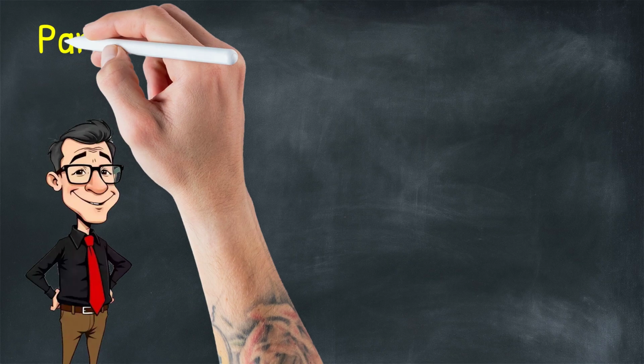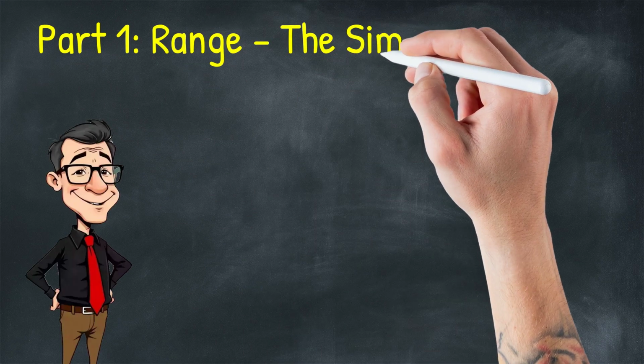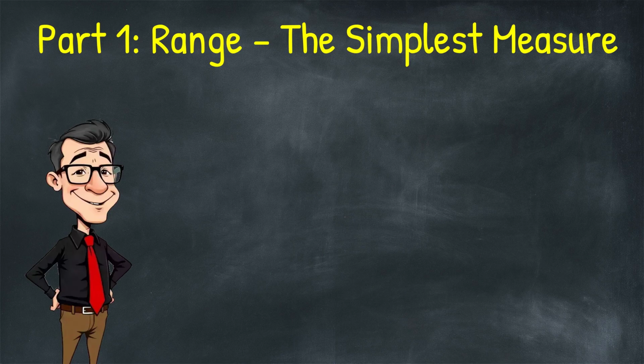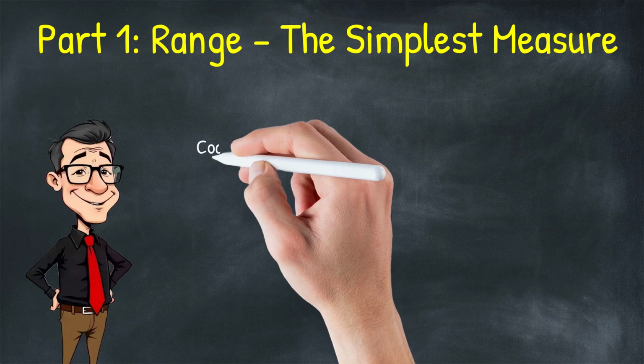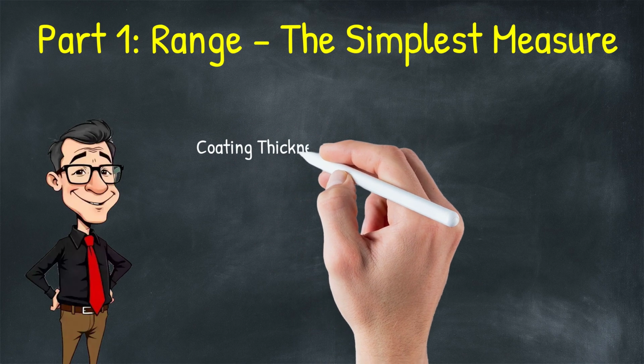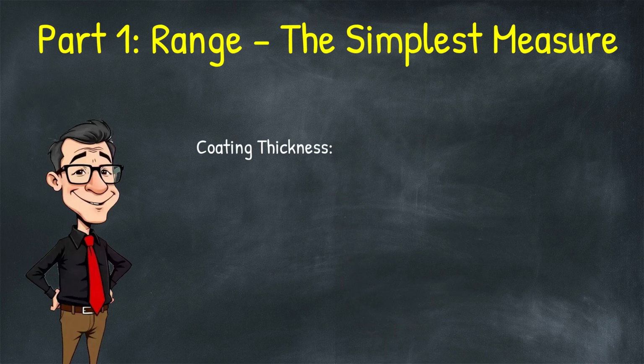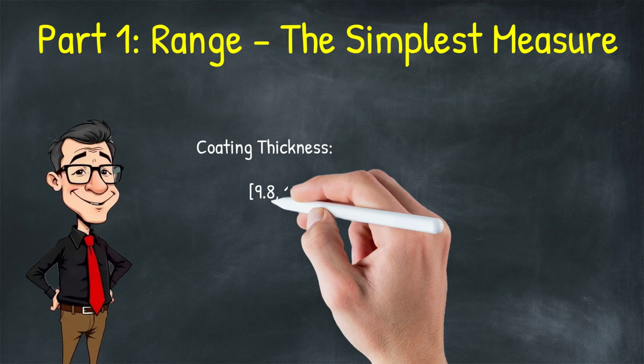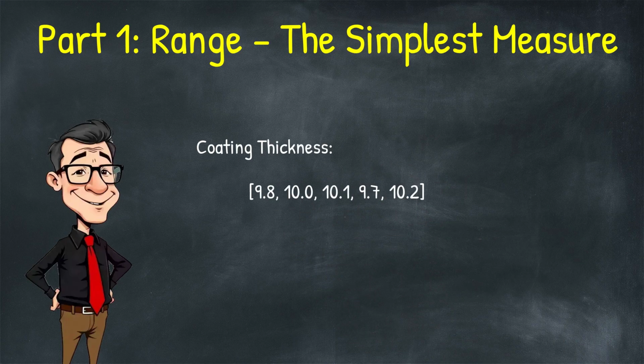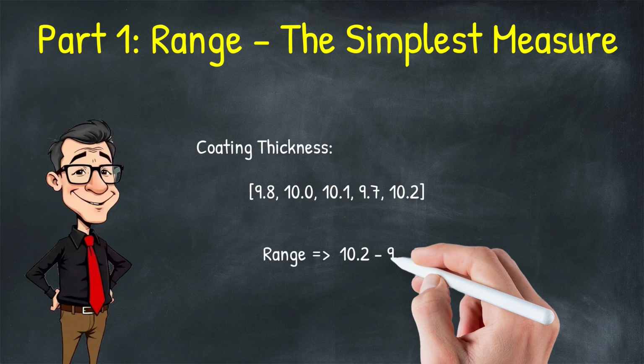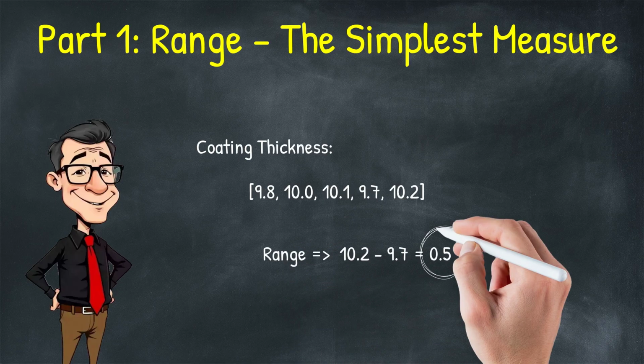Part 1. Range, the simplest measure. Let's start simple, with range. The range is just the difference between the highest and the lowest value in your dataset. Example: imagine you measured coating thickness 5 times, and these are the thicknesses you measured: 9.8, 10.0, 10.1, 9.7, 10.2. Range is equal to 10.2 minus 9.7, equal to 0.5.